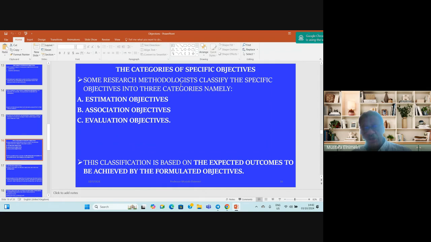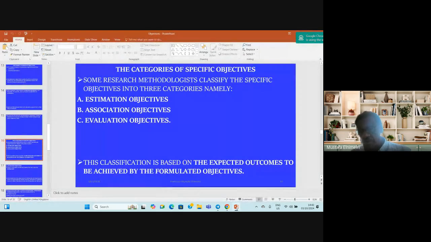Some research methodologies classify the specific objectives into three categories, namely the estimation objectives, the association objectives, and the evaluation objectives. Such classification is helpful for the investigators, so that when they come to break down the general objective, they can have these as a frame or guidelines to formulate the specific objectives by breaking down the general objective into small logical components. This classification is based on the expected outcomes to be accomplished by the formulated objectives.